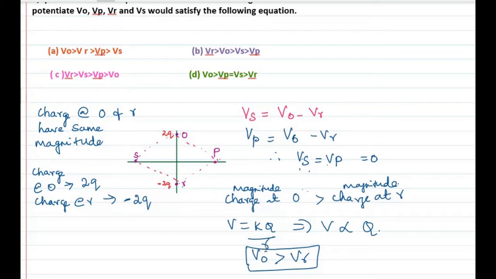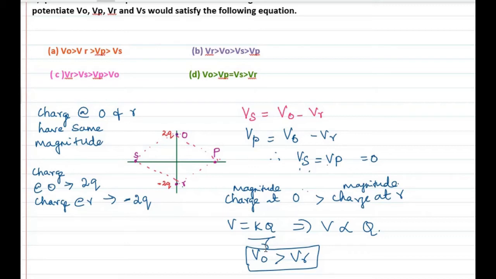Option B says VR is greater. No. Only V0 is greater, right? So B is ruled out, and C is also ruled out because VR is greater than Q. Option D is V0 is greater than VP. Yes, V0 is greater than VP. Both Vp and Vs are equal, and V0 is greater than VR.